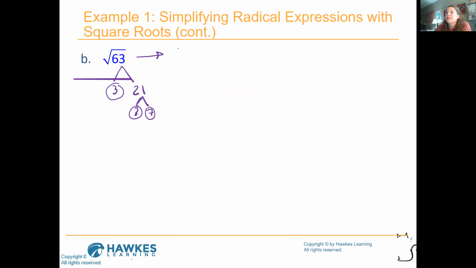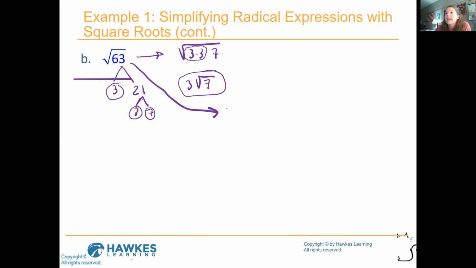So this is the same as saying 3 times 3 times 7. Well, I see a pair of 3s. So I'm going to circle 2, but I get to pull 1 out. And then 7 gets left in the box by itself. And that's the answer.